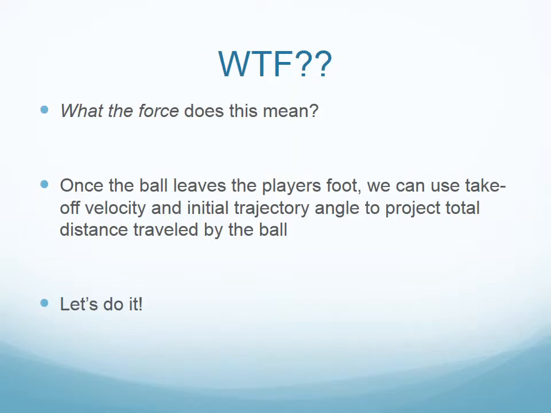But what does this mean? It means that different torques and force directions acting on the foot can cause different ankle joint reaction forces and consequently influence the trajectory of the ball. Using the takeoff velocity and the initial trajectory angle, we can predict the horizontal distance of the ball.